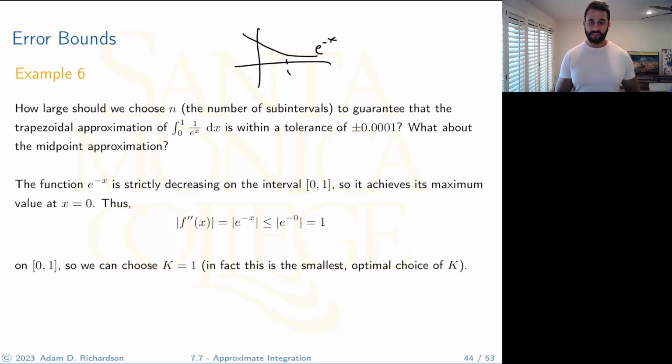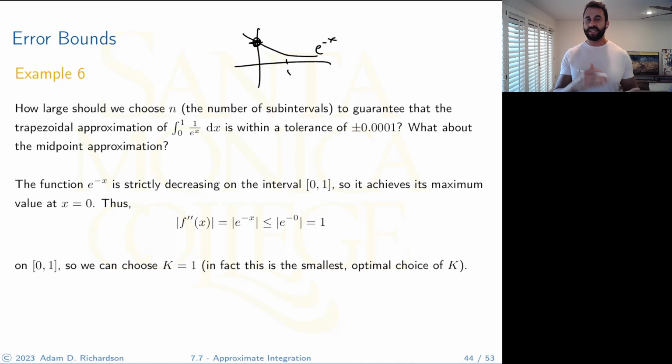So it's strictly decreasing. This is the second derivative. So what that means is that this function achieves its maximum value at 0. So the maximum that e to the negative x will be on the interval 0 to 1 occurs at this point right here. So our second derivative is bounded above by this value, e to the negative 0, which is equal to 1. This is the largest it'll be.